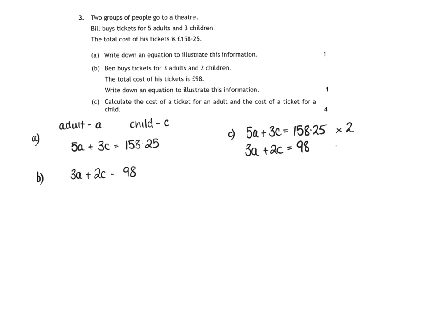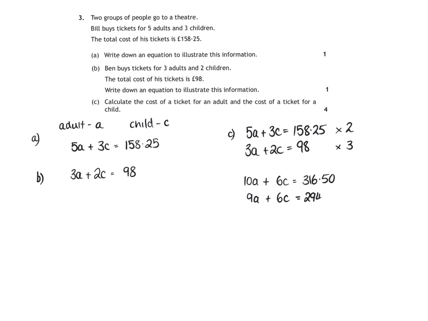So one thing we can think is, if we multiply this top equation by 2 and the bottom equation by 3, then we are going to get 6C for both of these. So if we do that, we're going to get 10A plus 6C equals £316.50. Remember that when you're multiplying by 2, the whole thing has to be multiplied by 2, every single part: the A's, the C's, and what it's equal to. Then we times the bottom one by 3, and we're going to get 9A plus 6C is equal to £294.